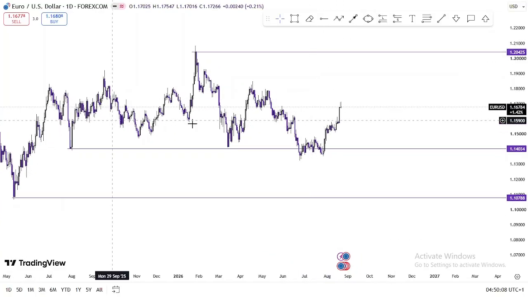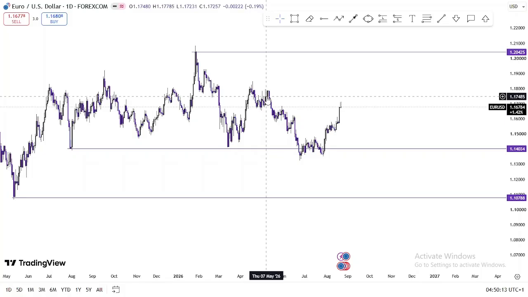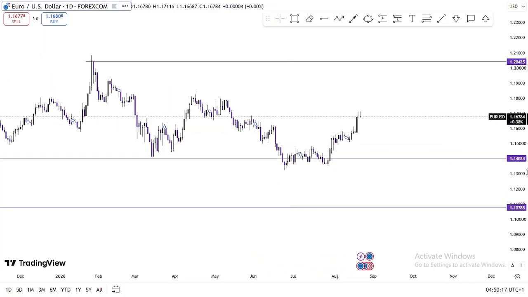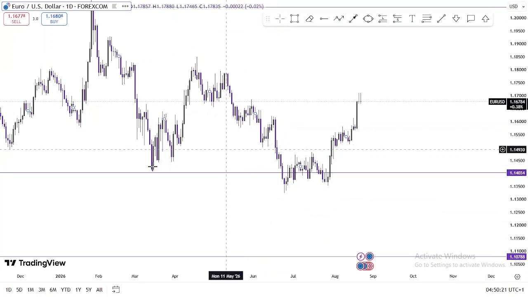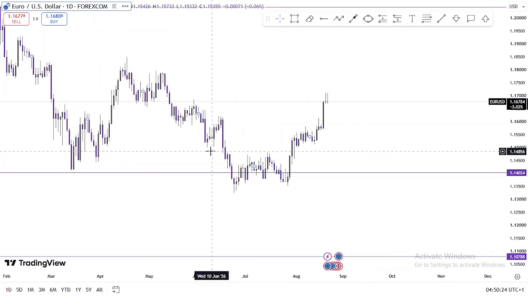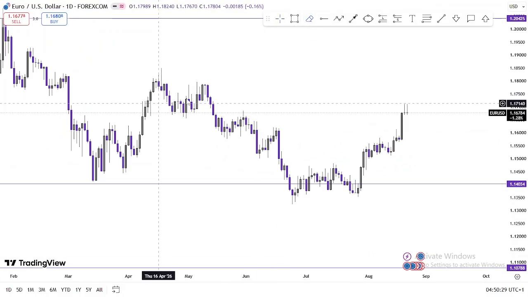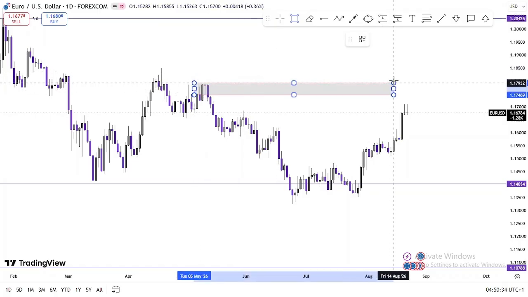On Euro USD on the daily, we can see this area of supply here, so we should mark it out, because we have this candle formation, and then we've had an impulse move that has broken an area. So it is a strong area of supply, so we should mark it out, this area of supply here.